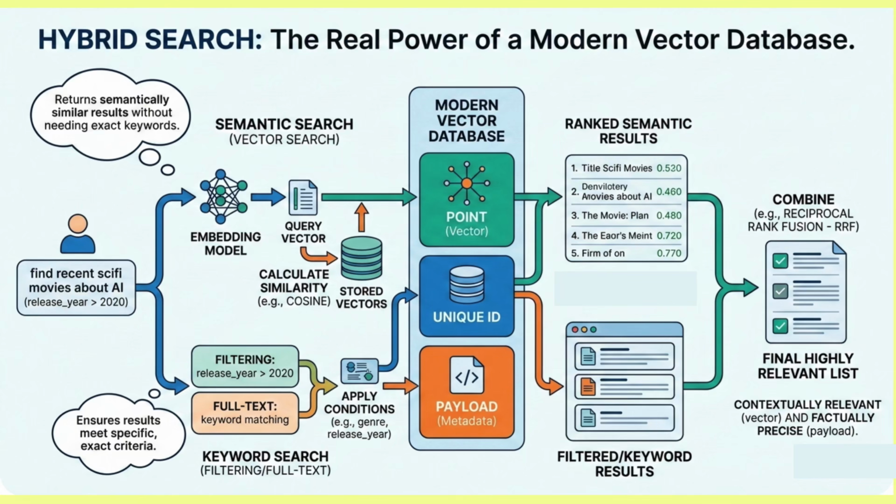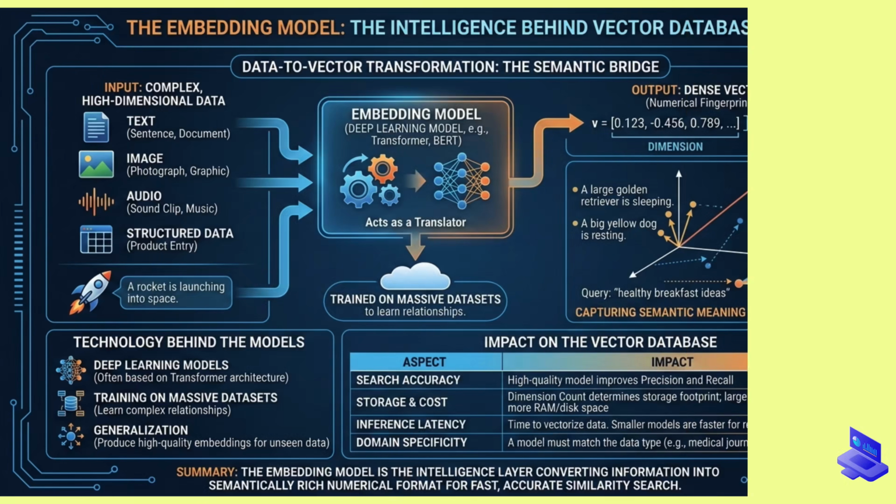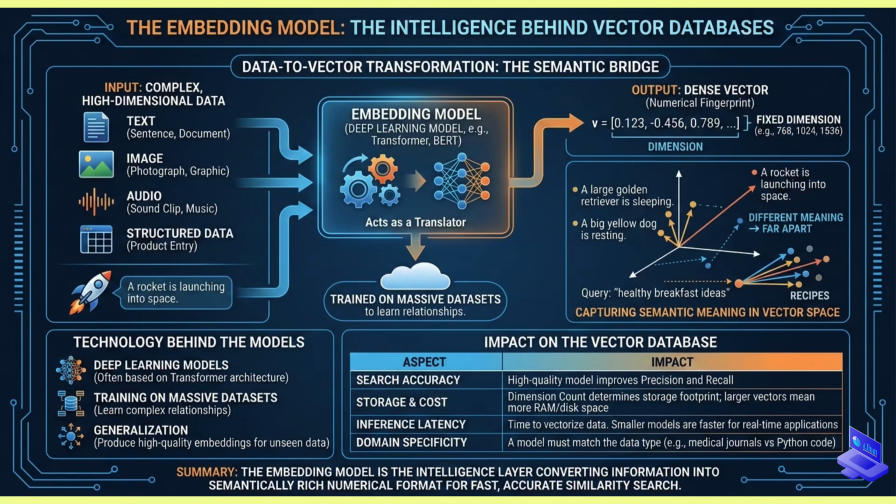This results in a search that is both contextually relevant, thanks to the vector, and factually precise, thanks to the payload. The embedding model is a crucial component in the overall function of a vector database, as it is the tool responsible for transforming complex, high-dimensional data like text, images, or audio into the numerical format that the database can store and query. This numerical format is called a vector embedding.